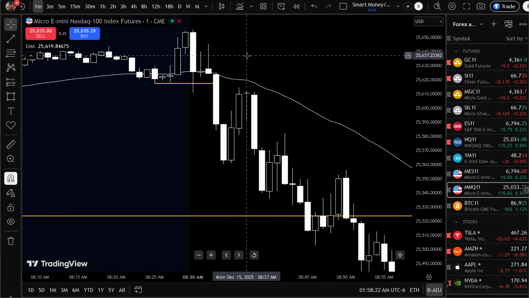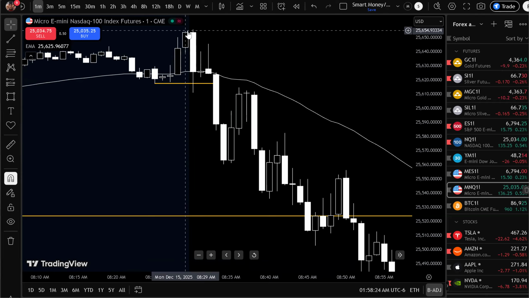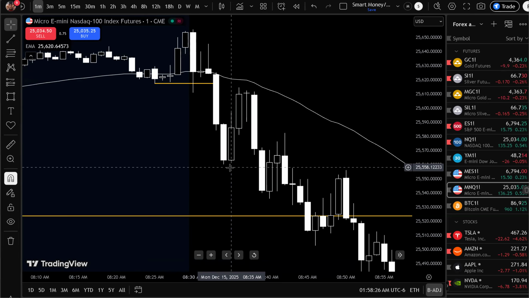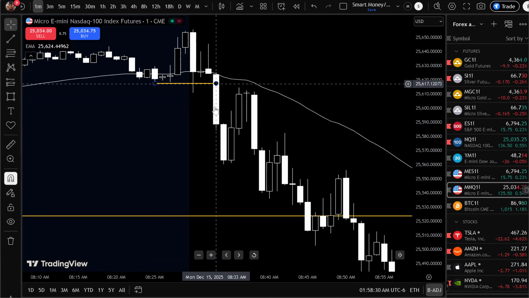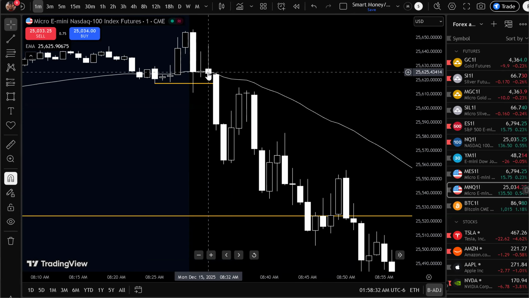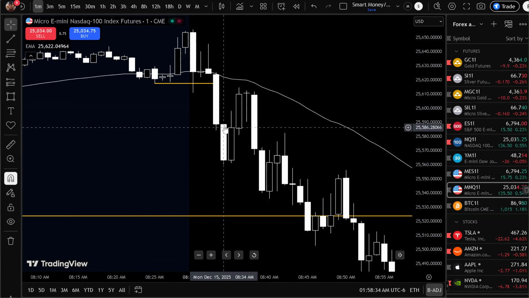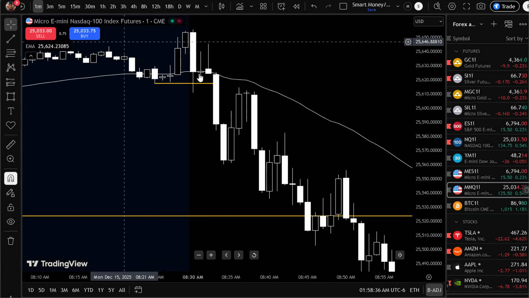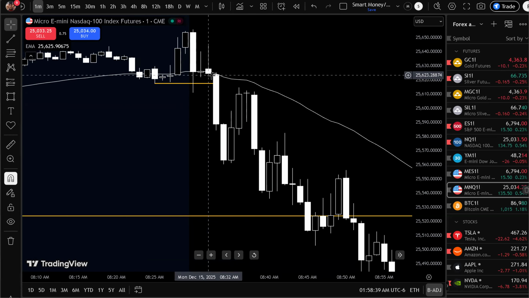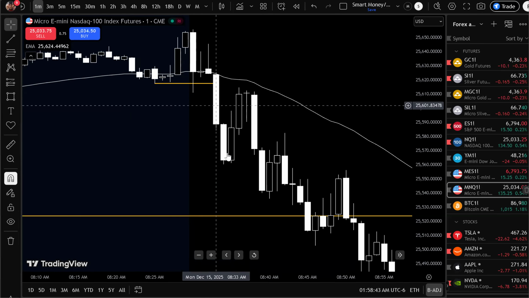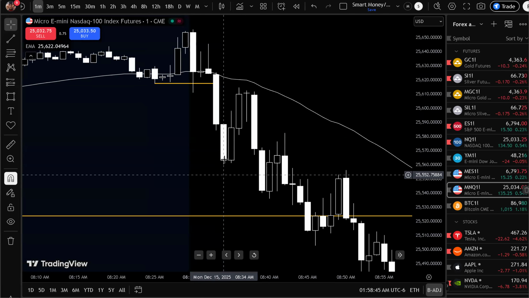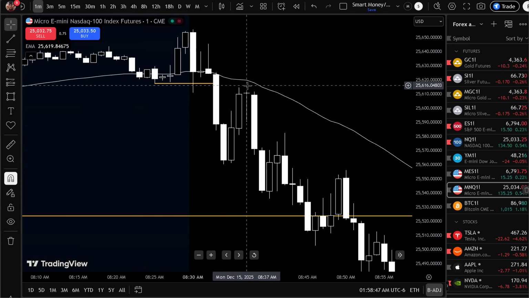All right. So the range goes from where? From here to down here. All right, what do we have? Fair value gap right here. See that fair value gap between here and here? Yeah, fair value from here to here. And then look what's happened. This is your bearish indication. This is your correction.